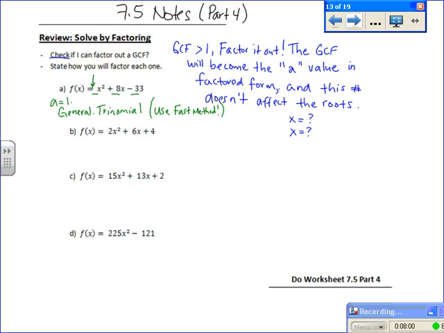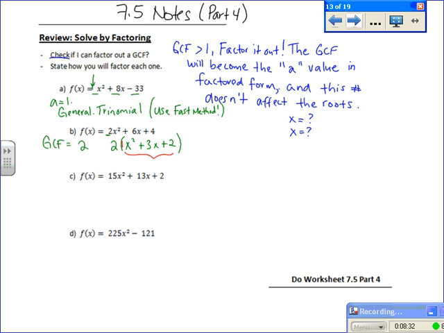For the second one, as soon as you have an a value that isn't equal to 1, before you assume that you have to factor by grouping, you should check for a GCF. If you look at this one, I do see that 2, 6, and 4 all have a common factor of 2. So if I were to factor that 2 out, that leaves me with x squared plus 3x plus 2.